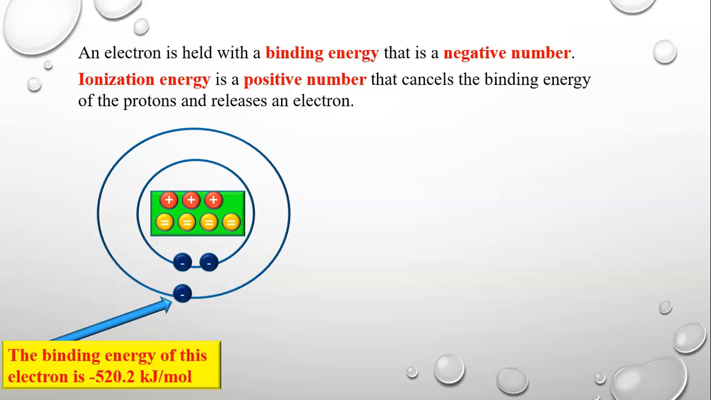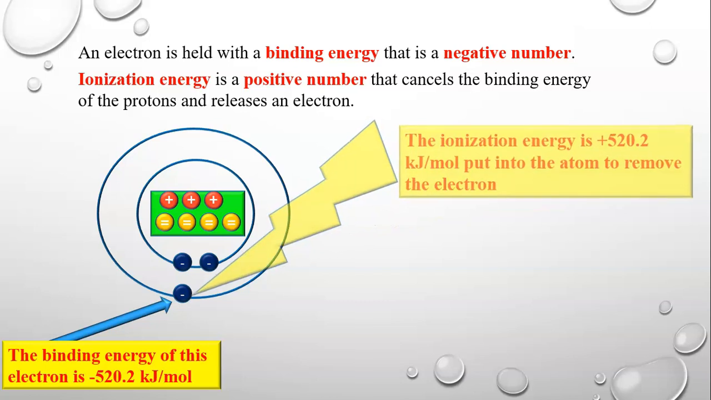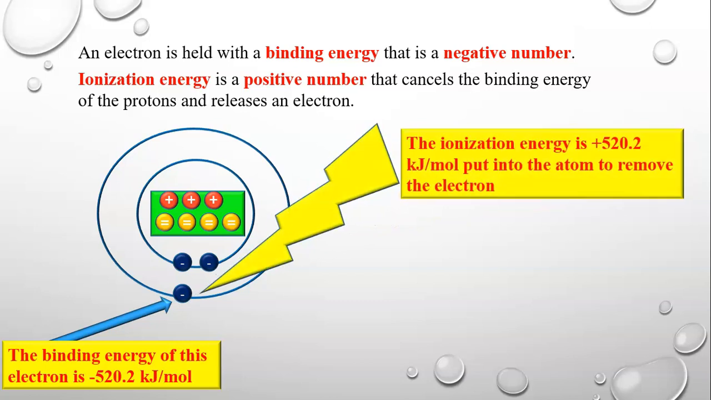So there you see the binding energy of this electron is 520.2 kilojoules per mole. We saw that number in the last lesson. Now here comes an ionization energy of positive 520.2 kilojoules per mole put into the atom to remove the electron. And there goes the electron. So it's been ionized, and it's created an ion out of that lithium atom. It is now a lithium ion. It has more protons than electrons. That makes it a cation.